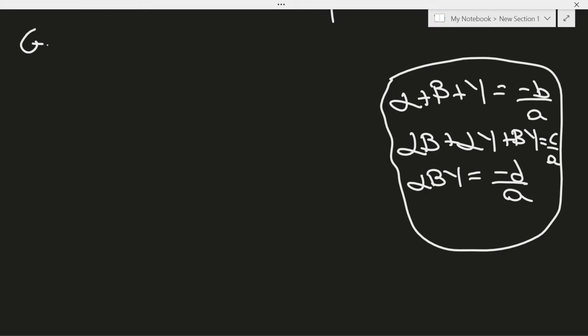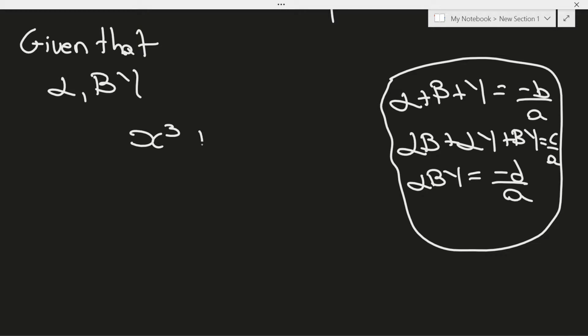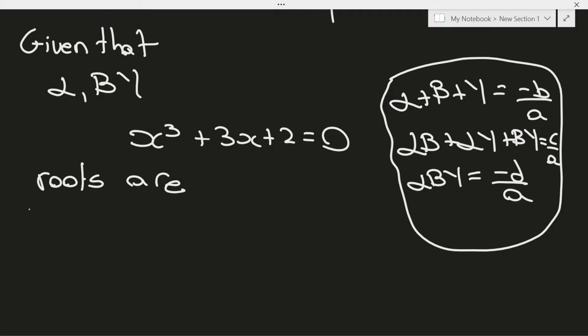Given that alpha, beta, gamma are the roots of an equation, so we're given that alpha, beta, gamma are the roots of the equation x cubed plus 3x plus 2 equals 0. We need to form an equation whose roots are alpha beta, alpha gamma, and beta gamma.